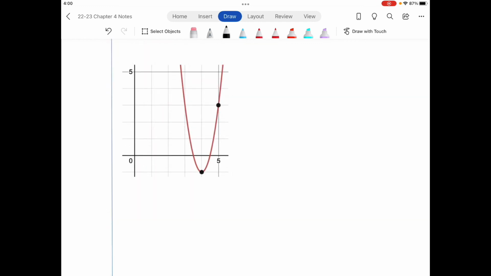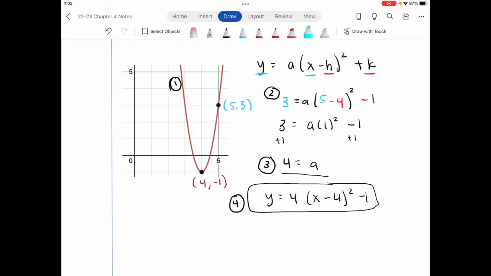Pause the video and give this one a try. Remember that we're plugging it into the equation y equals a times x minus h all squared plus k, where the h and k come from your vertex, and the y and the x come from the other point. After plugging in your vertex and your point, this is the equation that you should get. Then you can solve for a, which is 4. Then we can substitute a and the vertex back in to get our final equation in vertex form.